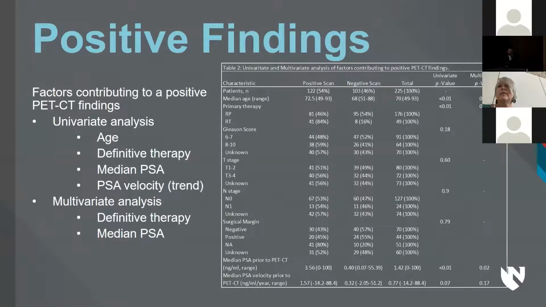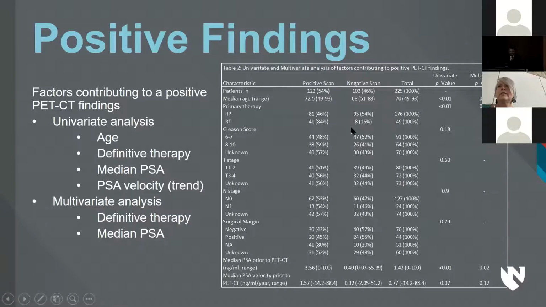So for positive findings, we wanted to see what factors were correlated with a positive finding on the PET-CT, and that positive finding could be an avid lymph node, or positive findings within the prostate bed, distant osseous disease, or distant visceral disease, including in the liver or lungs, perhaps. On univariate analysis, age was associated with positive findings. The median age for patients that had a positive finding was 72.5 versus 68, and that was statistically significant on univariate analysis.